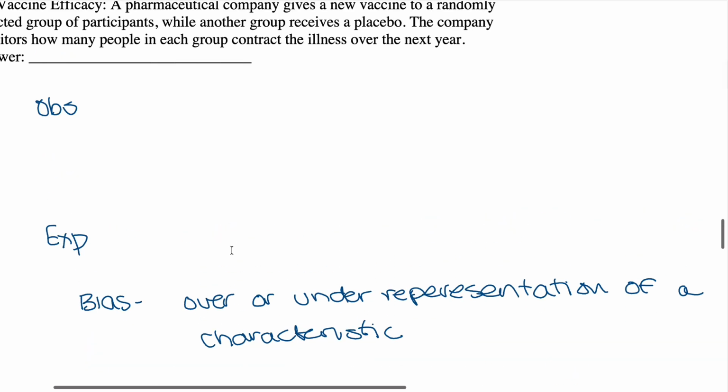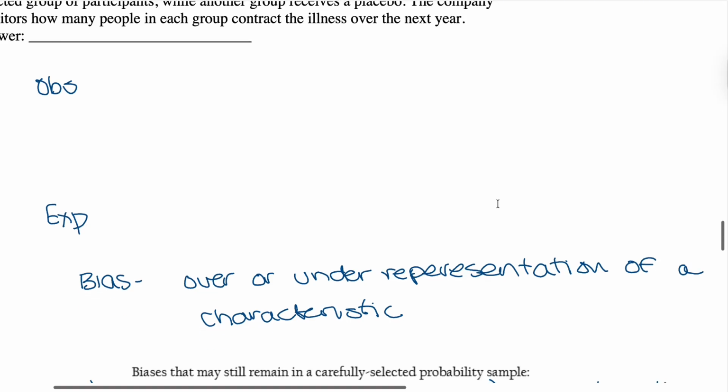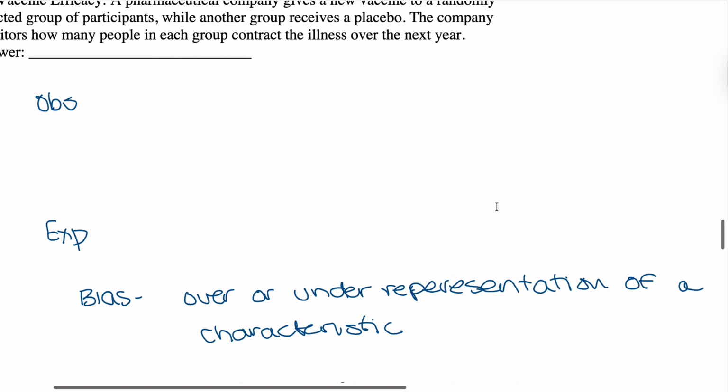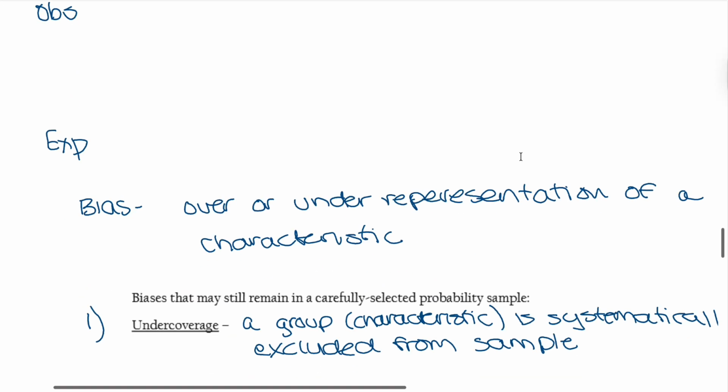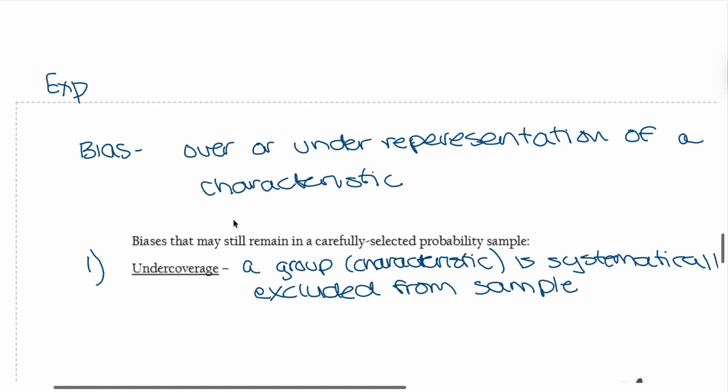Okay, so let's take a look at bias. What does bias mean? Bias is over or under representation of a characteristic. So there are only two options for a bias to happen: either we underestimate the results from the true value, or we overestimate it.